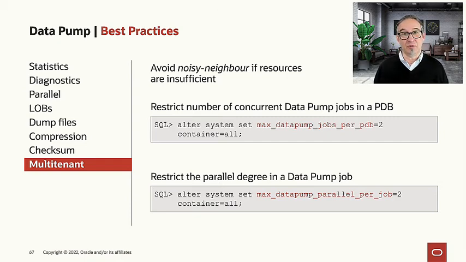And unfortunately, these max Datapump jobs per PDB and max Datapump parallel per job, those parameters are set so generously high that you easily can create a lot of noise. So it may be really useful to restrict both of them, especially in a multi-tenant environment, but really, really quite often in a shared cloud environment where we use multi-tenant. So keep that with you.